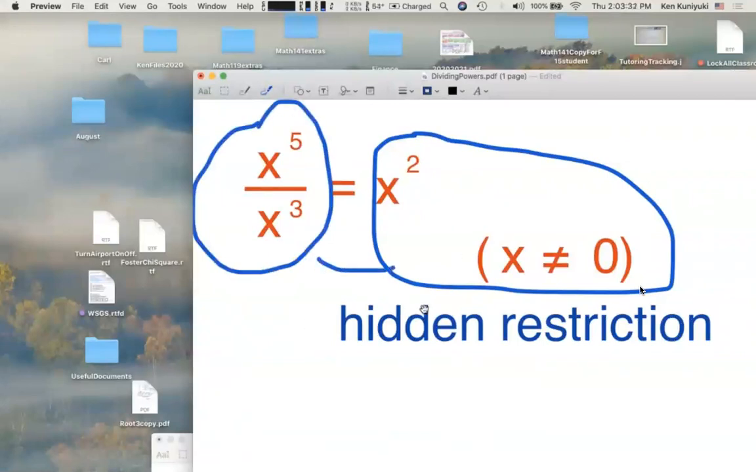Hidden restrictions, that's going to come out once in a while, especially in chapter 1, when we talk about domain. You should write these down. Granted, in trig, we're often going to forget about them.